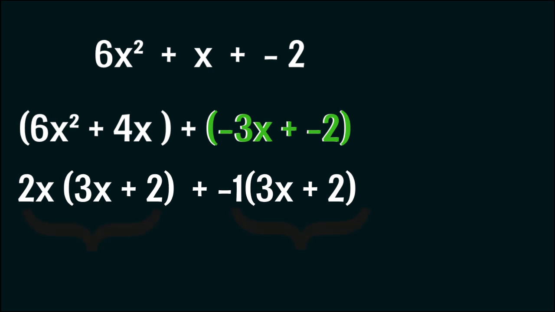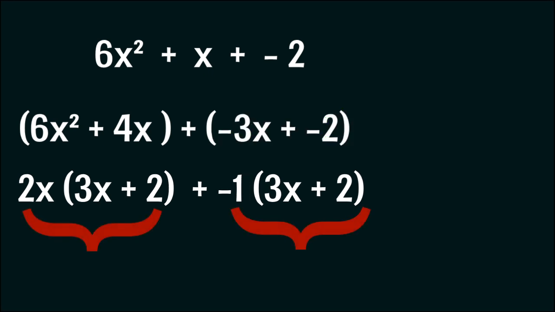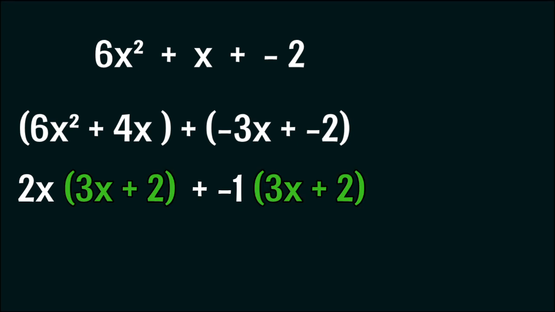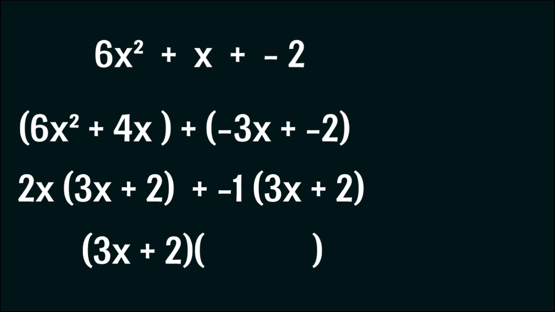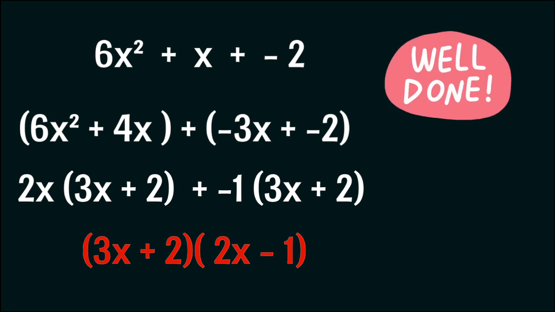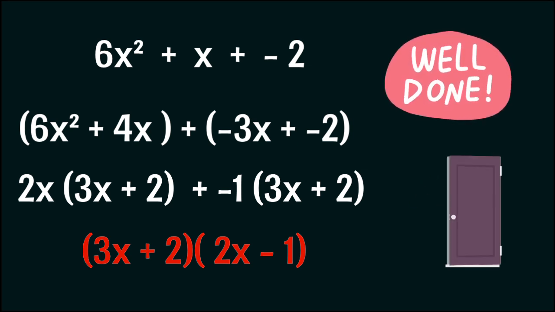Notice in each of these groups, we have a common factor of 3x plus 2. We'll go ahead and factor that out, and we're left with 3x plus 2 times 2x plus negative 1. Or we can rewrite that as 2x minus 1. And that's it. We factored the trinomial again using the AC method and factoring by grouping.